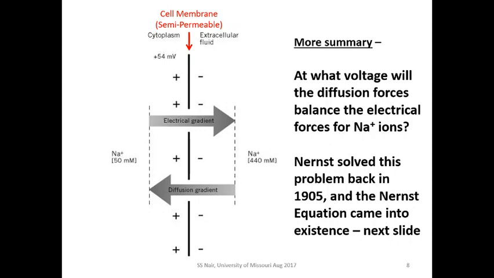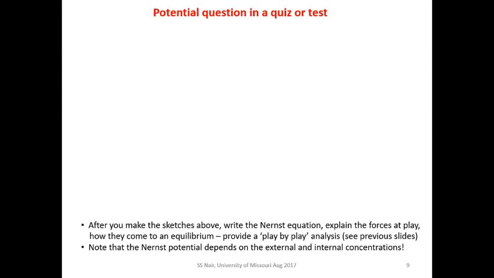So Nernst solved this problem way back in 1905. And he did it as a chemist. He was not a neuroscientist. Neuroscience was probably at its infancy, if at all. This was done for a chemistry problem, not for a neuroscience problem. So you know these laws apply in all domains, right?